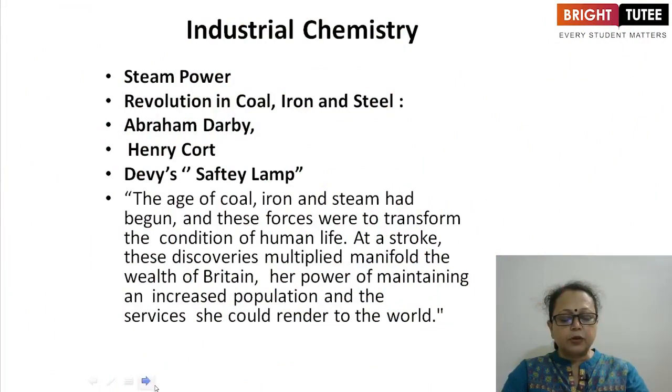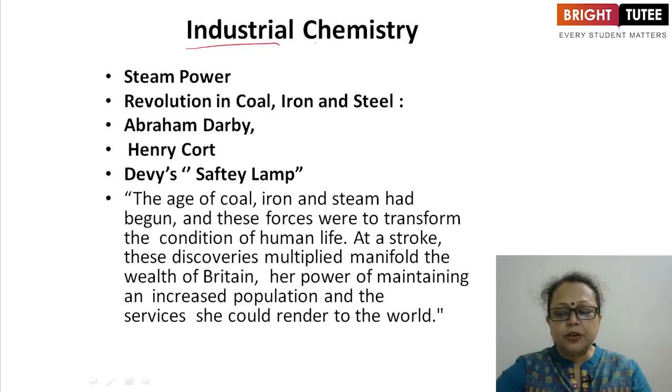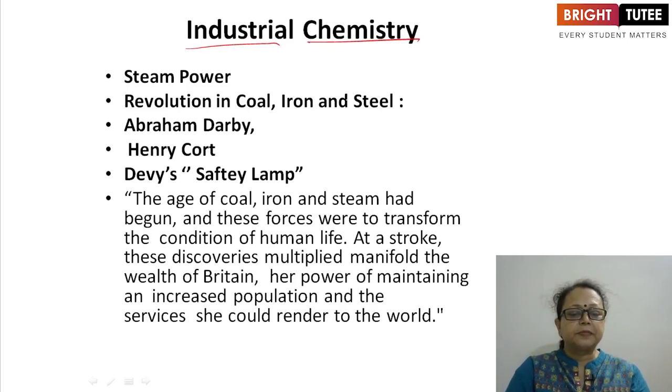Then it came about that these inventions brought revolutionary changes in the cotton textile industries, and the production of cloth increased manifold. House spinning rapidly gave way to a number of factories owned and worked by the capitalists. Very interesting. Now, industrial chemistry.